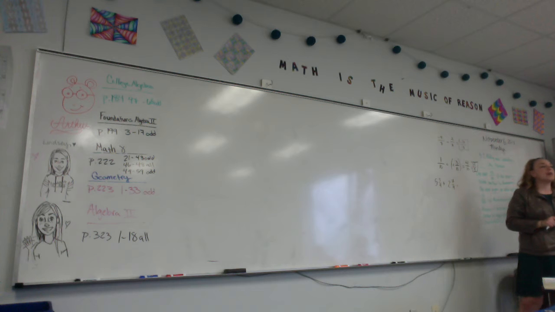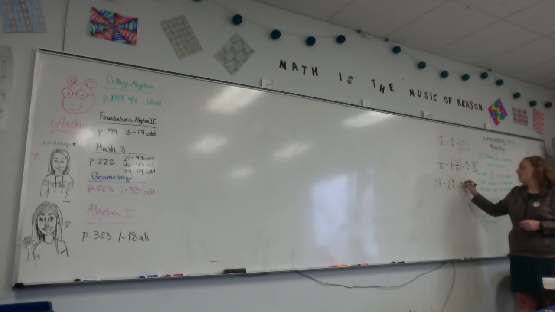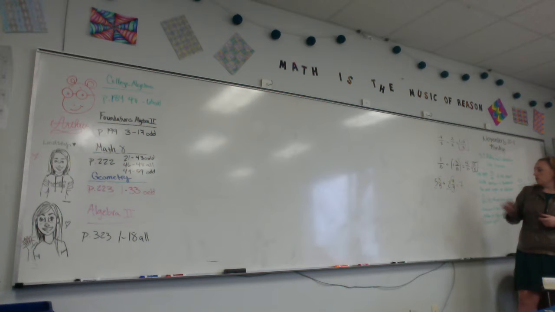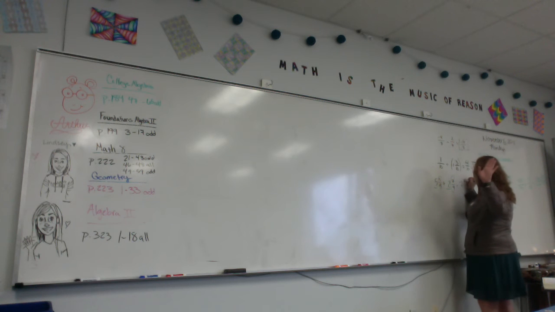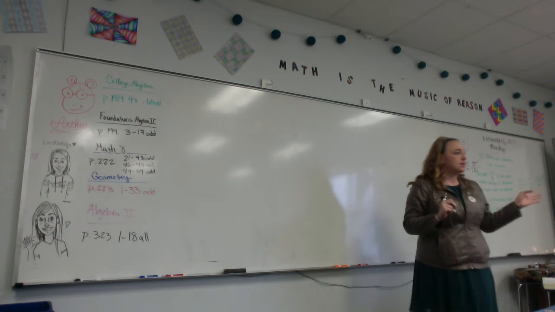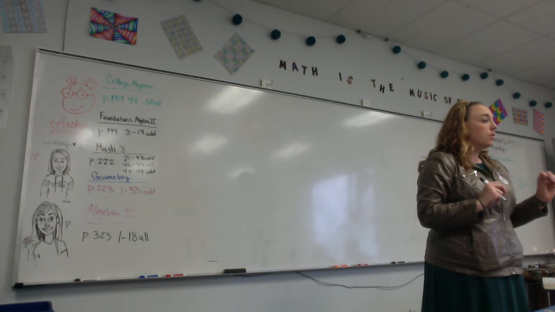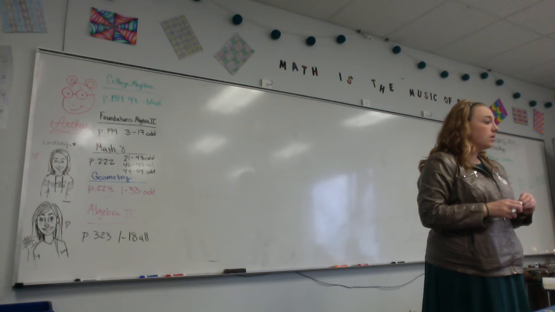Okay, let's talk about how we get there. If I add the whole numbers first, what do you get? 7. What do you get when you add the fractions together? 12 over 9. So I have 7 and 12/9. That's not the correct answer yet.